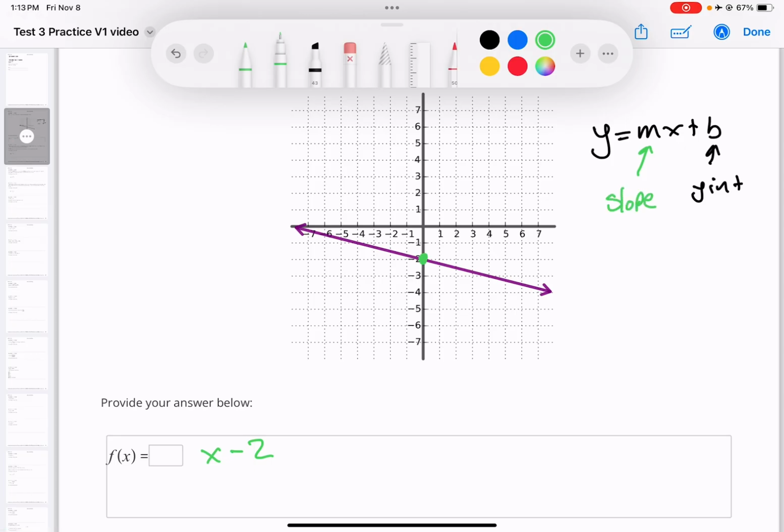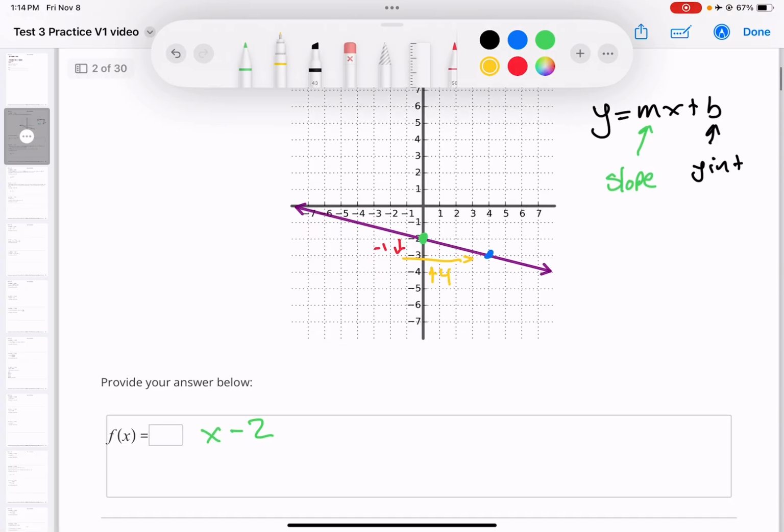And we find that by doing rise over run. So we go find the next point that it crosses through. So I would say it's about right there. So I've got to go down 1 and then right, how many is that? That's 4. So my slope is going to be -1 over 4, minus 2. There we go.